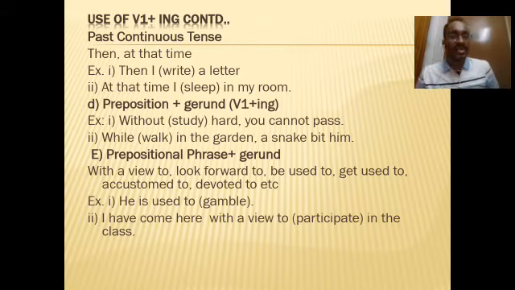After a prepositional phrase, we use the ing form, that is gerund: with a view to, look forward to, be used to, get used to, accustomed to, or devoted to. These are prepositional phrases, and after these we use the ing form of the verb. He is used to gambling. Or another example: he came here with a view to participating in the class. So here you see, after these prepositional phrases we use the ing form of the verb.